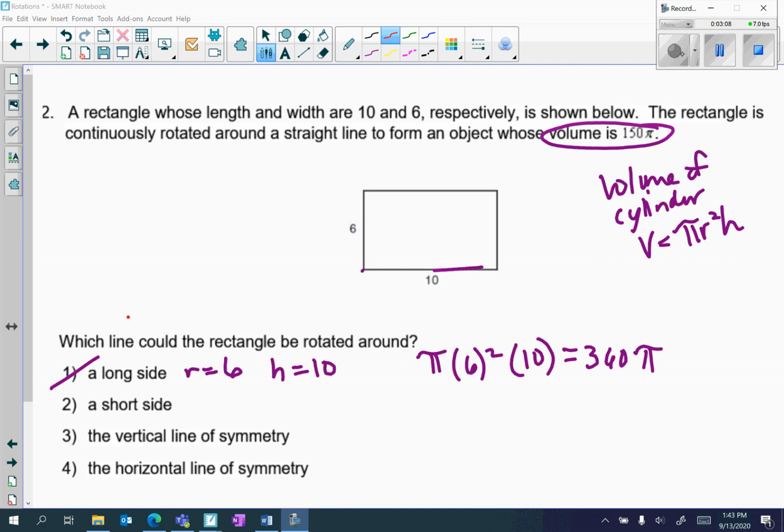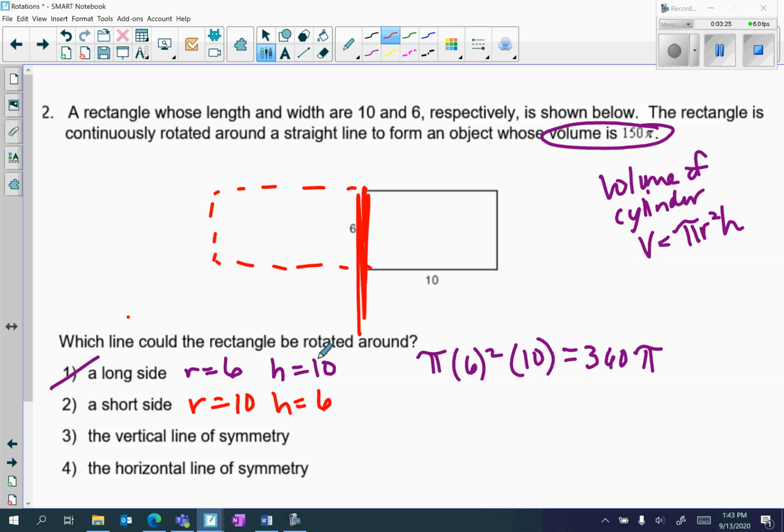Let's look at the next answer choice, the short side. So for example, if it's the short side, that means I rotate it here, and it's going to go this way. So that means the radius is going to be 10, and the height is 6. So put it in the volume formula, pi times the radius, which is 10 squared, times the height, which is 6. 10 squared, which is 10 times 10, is 100. 100 times 6 is 600 pi. That also does not equal the 150 pi, so answer choice 2 can also be eliminated.